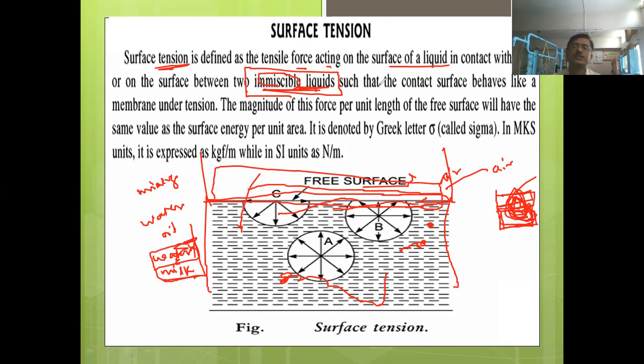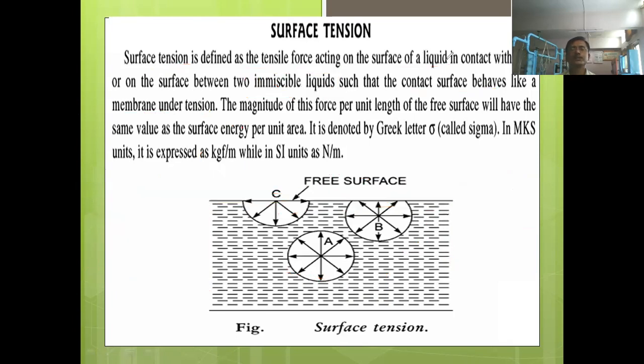Okay, such that the contact surface, means this surface which is in contact with the other liquid surface, behaves like a membrane under tension. आता एक तुम्हाला एक्झाम्पल देतो. मेम्ब्रेन अंडर टेन्शन म्हणजे काय? सिंपल एक्झाम्पल आपण ह्याचं घेऊ शकतो. आपण जो आपला रबर असतो, फुगा असतो, फुगा आपण जर ताणून धरला तर तो कसा दिसतो? It will look like a membrane under tension. Membrane means thin layer which is acting under tension. Okay, so this is the surface tension phenomenon.